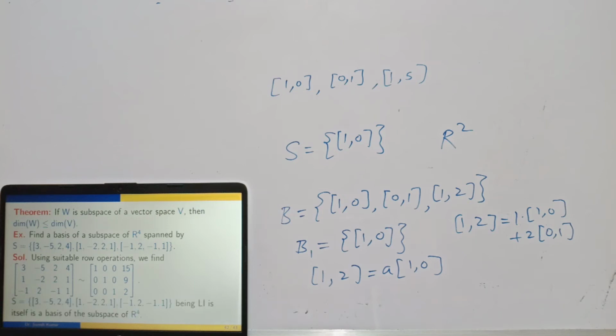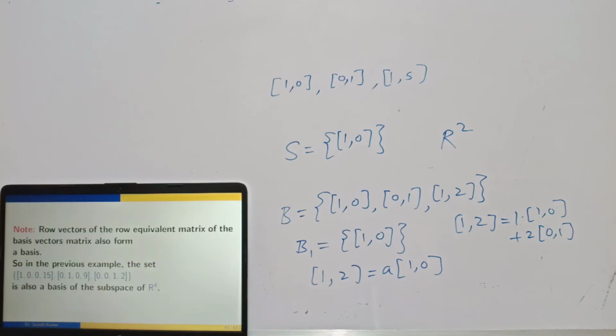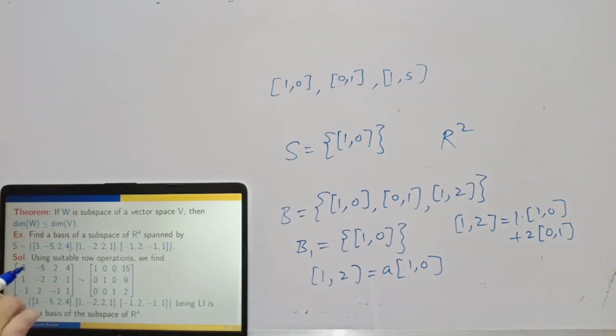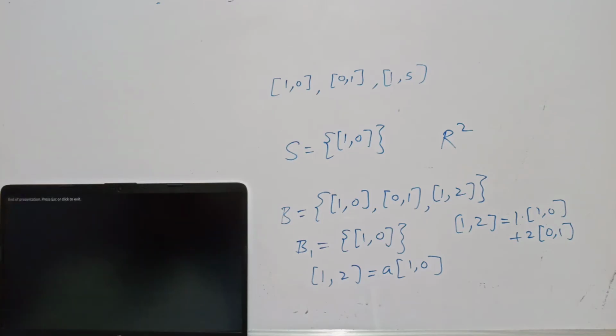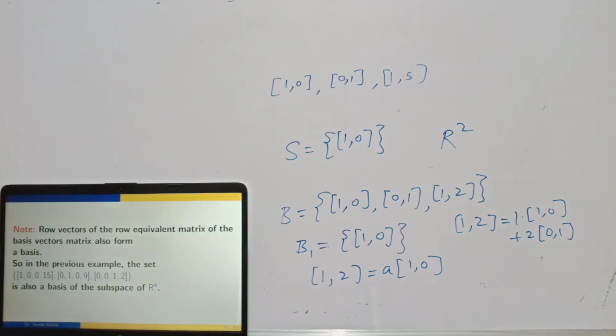Okay. And you already know that row vectors of the row equivalent matrix of basis vectors matrix also form a basis. So you consider these three vectors in the basis or these three, it's fine. Okay, because it's simplified span. You get simplified span also by using RREF. So these three vectors are also linearly independent, and these will also form basis of the subspace of R4.